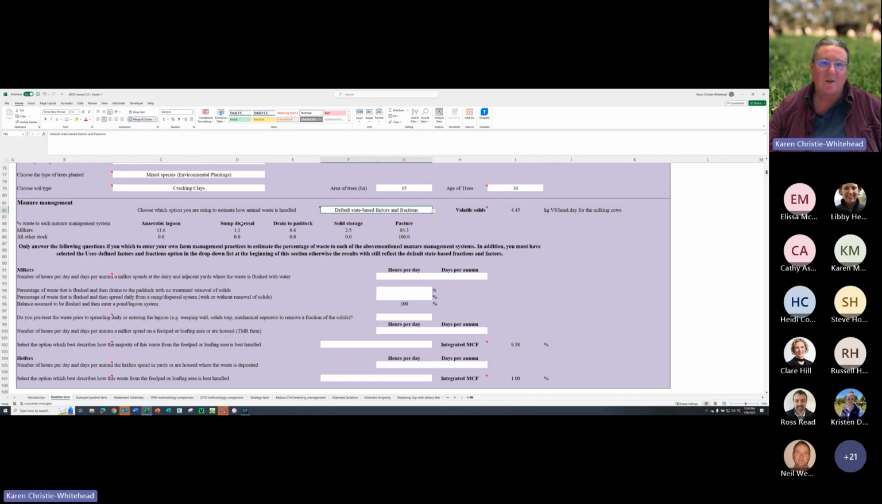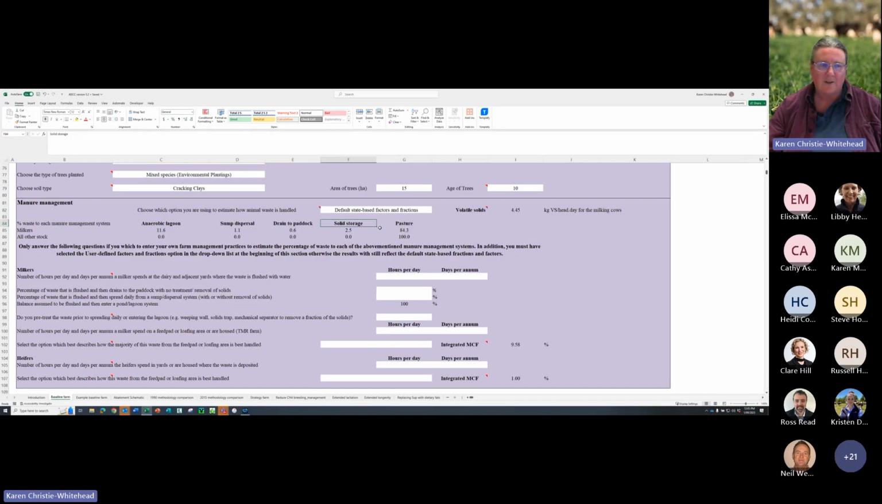So a sump and dispersal might be where you then spread it out through your irrigation. You've got a little fertiliser spreader, and so you're spreading it around different parts of the farm. Drain to paddock means that it drains to the same area of the farm every day. Solid storage is if you're doing some composting of your waste.